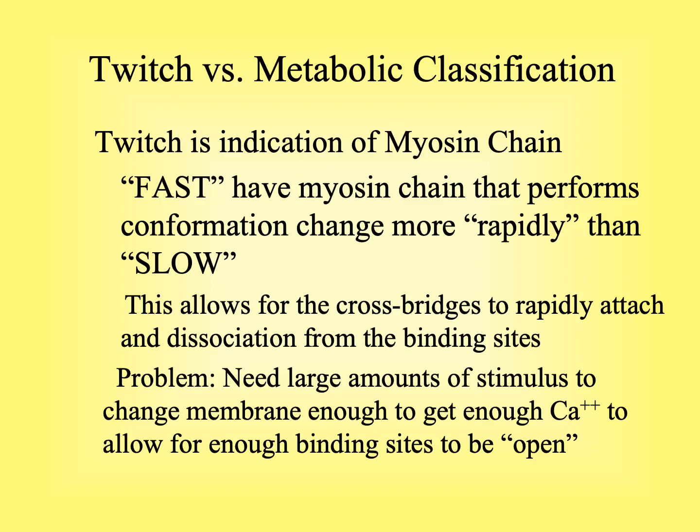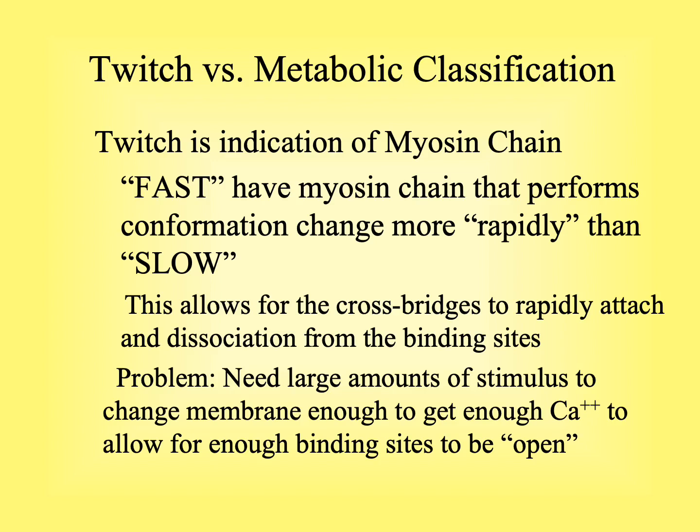So let's talk about classifications here. When we talk about twitch classifications, we're talking about how the myosin chain is going to move. Fast twitch have a fast myosin chain, which is going to perform a very rapid contraction, whereas slow is going to perform a slower myosin contraction. This contraction is going to lead to the cross bridges rapidly moving or not as rapidly moving, and rapidly dissociating or not as rapidly dissociating with the binding sites on the actin.